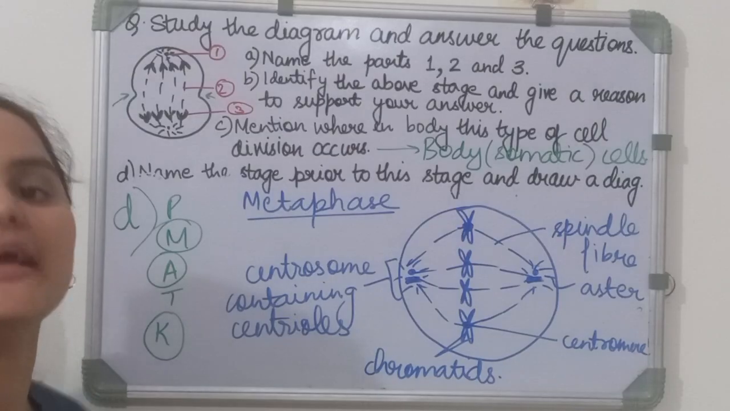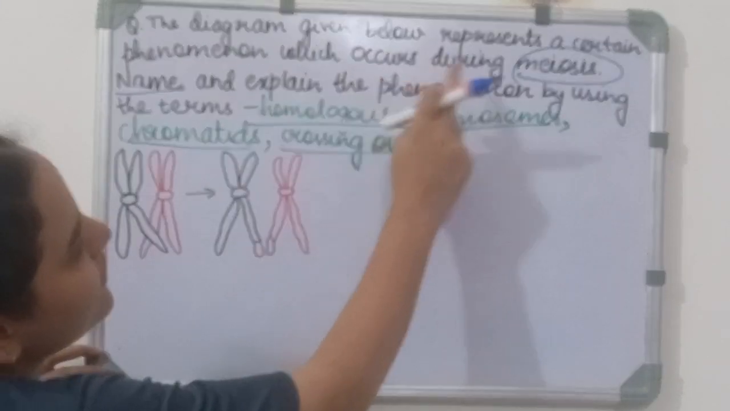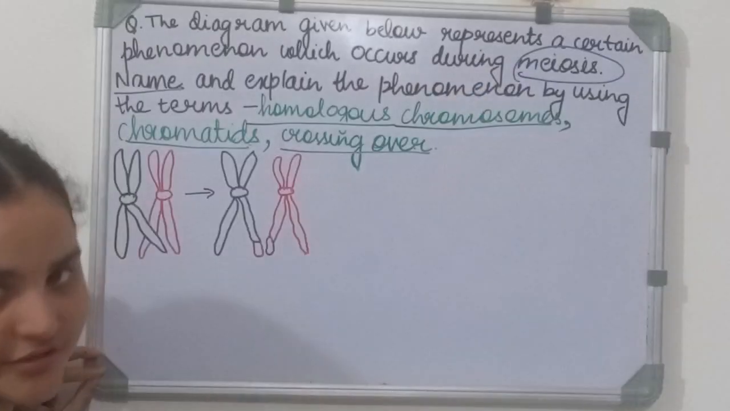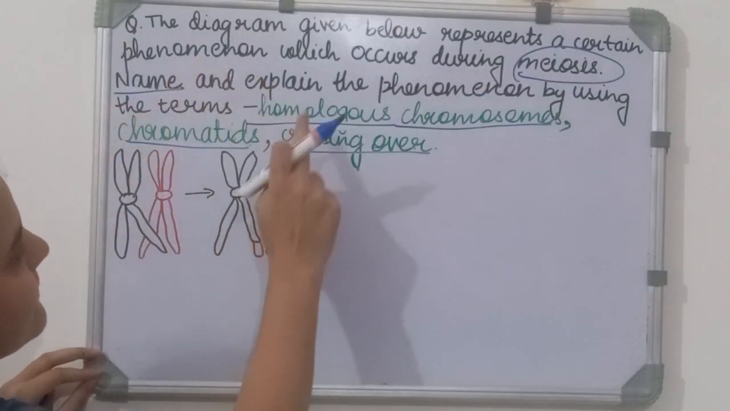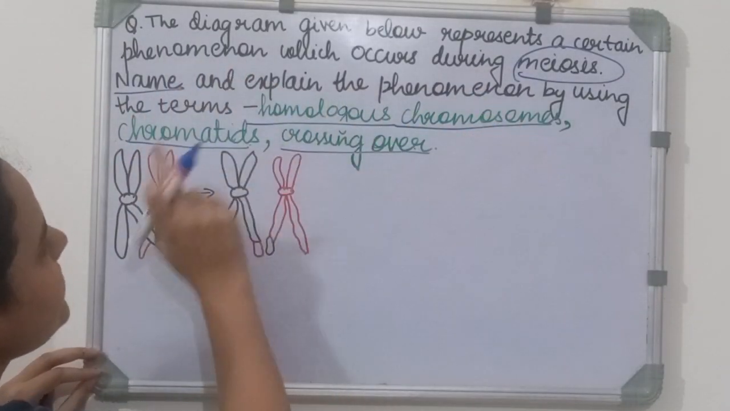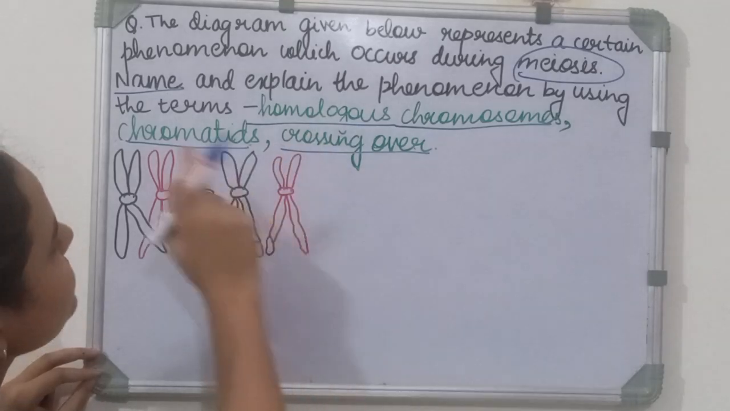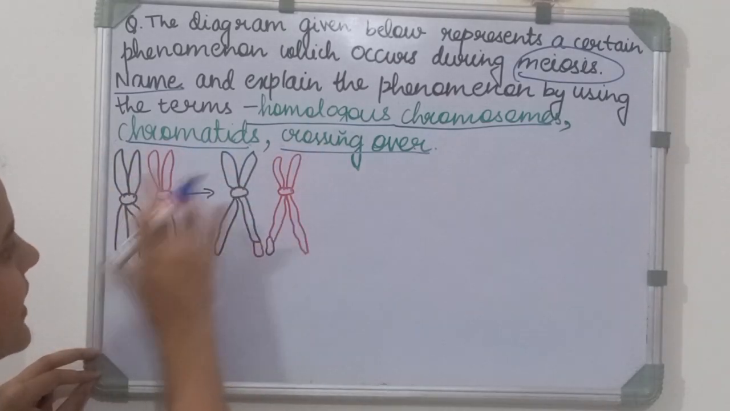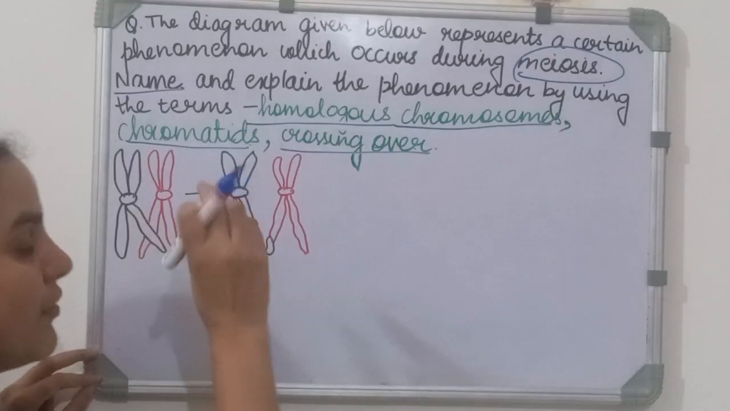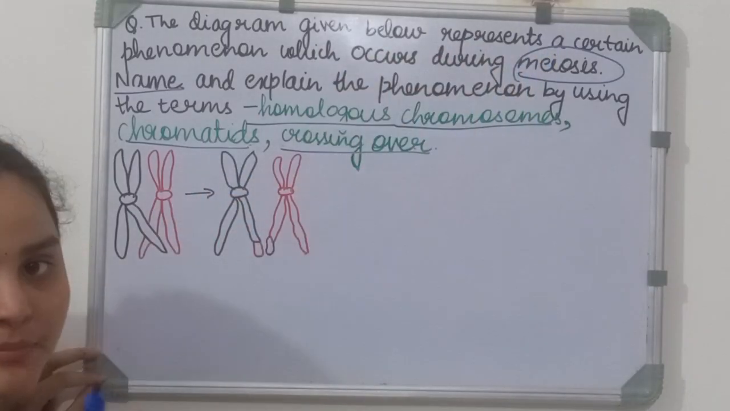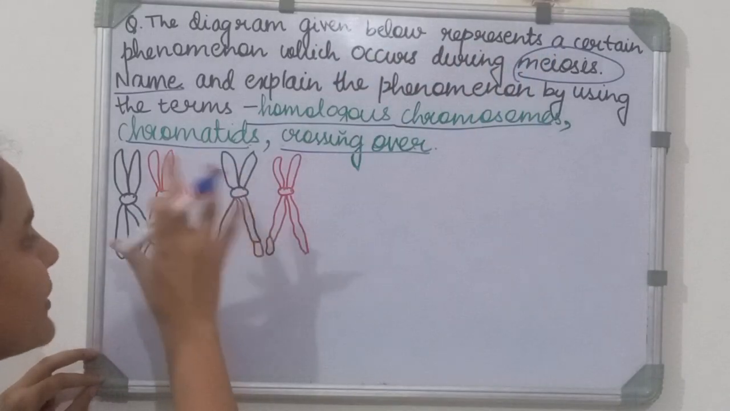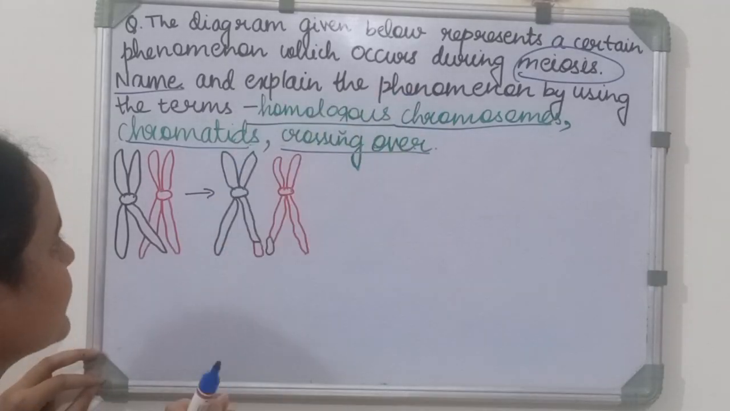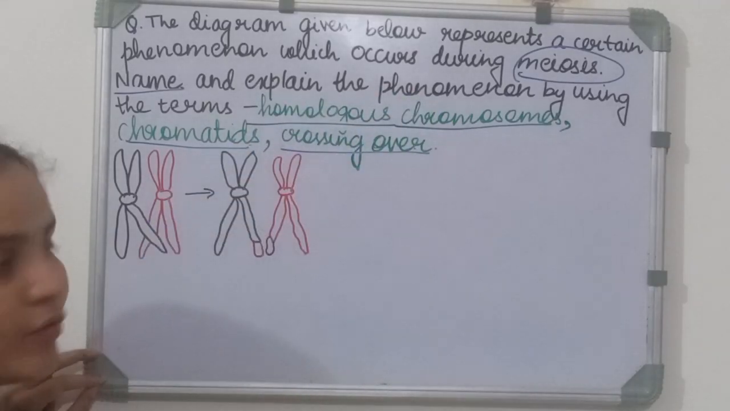Now let's move to the next question. The diagram given below represents a certain phenomena which occurs during meiosis. Okay, name and explain the phenomena by using the terms homologous chromosomes, chromatids, and crossing over. So here this diagram shows a phenomena which is taking place during meiosis, and we also have to explain this by using the terms like homologous chromosomes, chromatids, and crossing over.